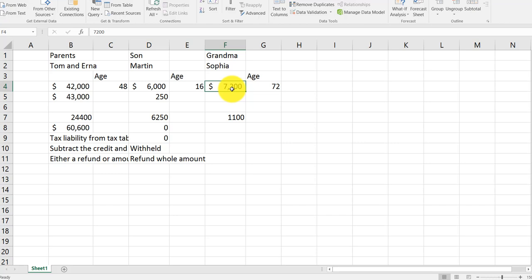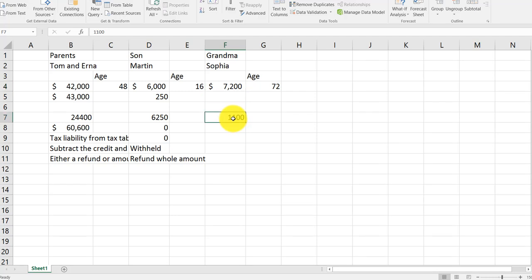If the $7,200 was all, say, interest on a big chunk of money in the bank, that would be taxable income, and therefore it would be included in her income. And she would have income that was too high, and therefore she could not be a dependent, because she would have income that was too high. $7,200 would be above the threshold.